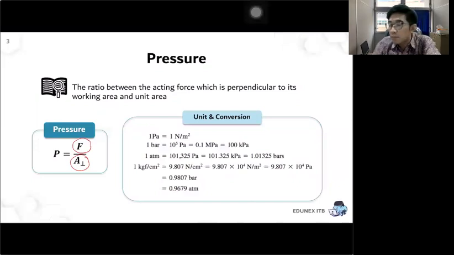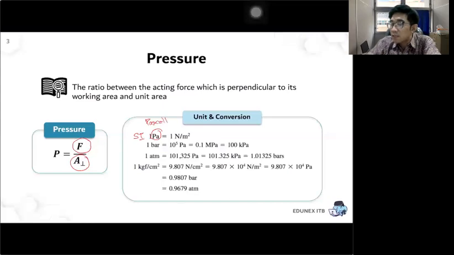Or pressure is the ratio between the force acting by the fluid, which is perpendicular to the working area, and the unit area. So the unit of pressure will be the unit of force divided by the unit of area. For the standard unit, the unit of pressure will be Pascal.